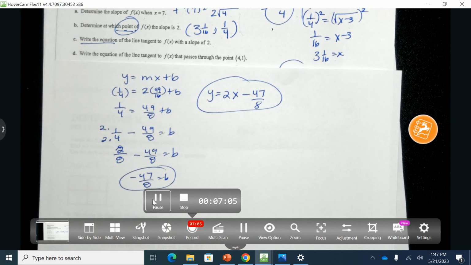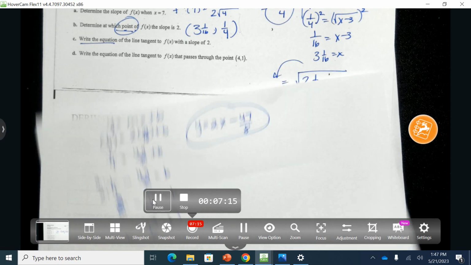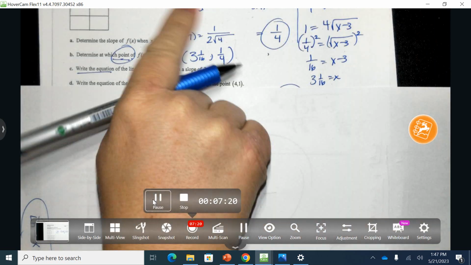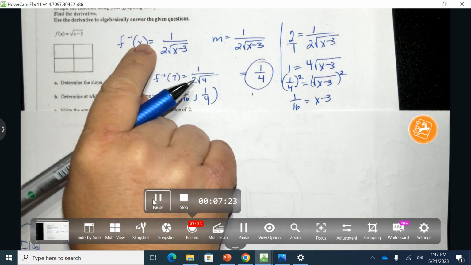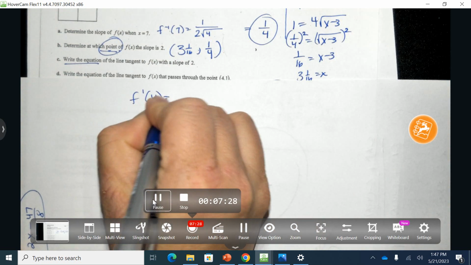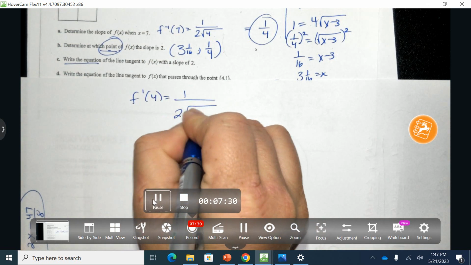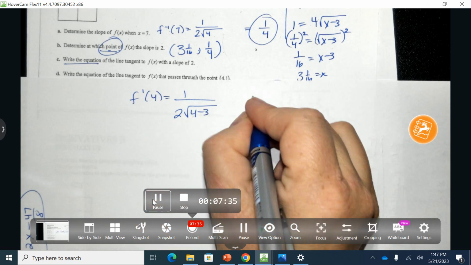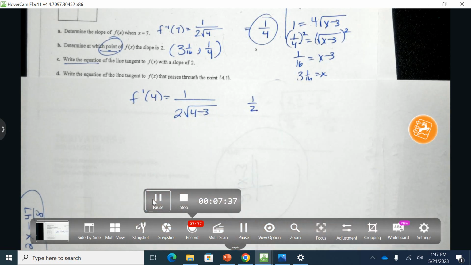Let's look at our last one. What is the equation of a line tangent that passes through the point 4? Okay, so I'm going to start by, let me see if I can flip this around here. I know the x value is going to be 4. So I come up to this original right here, my f prime, and I'm going to substitute in 4. Four minus 3 is 1, the square root of 1 is 1, and I'm left then with 1/2. Okay, so I know I have 1/2 for the slope.